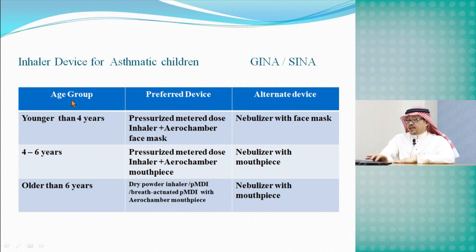For example, for the younger age, less than 4 years, we prefer pressurized metered dose inhalers plus aerochambers with face masks. The alternative device is the nebulizer with the face mask. For the age between 4 to 6 years, pressurized metered dose inhalers plus aerochamber with the mouthpiece, and the alternative is the nebulizer with the mouthpiece. For older children, more than 6 years, we choose dry powder inhalers or pressurized metered dose inhalers with the mouthpiece, or the alternative device, the nebulizer with the mouthpiece.